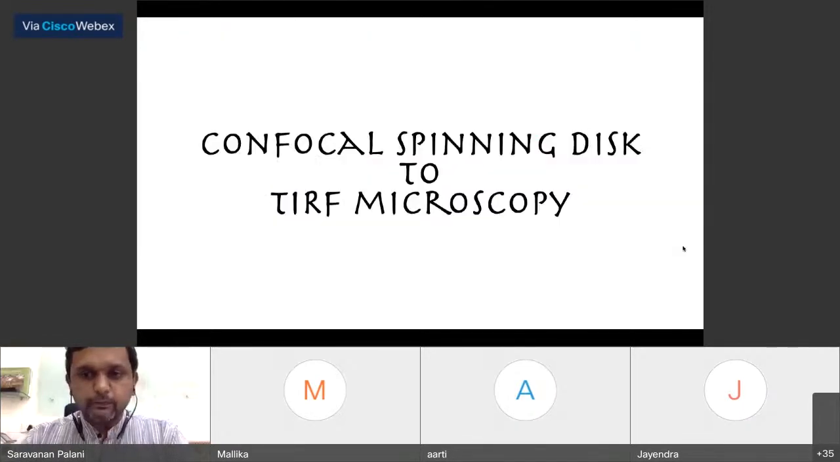So the next thing, from my postdoctoral work, I moved from the confocal spinning disk microscope to the TIRF microscope. When you do an experiment or a project, especially with fluorescence microscopy, the demand nowadays is more, right? So you always have to excel yourself and keep on learning more and more. This is what happened to myself as well.